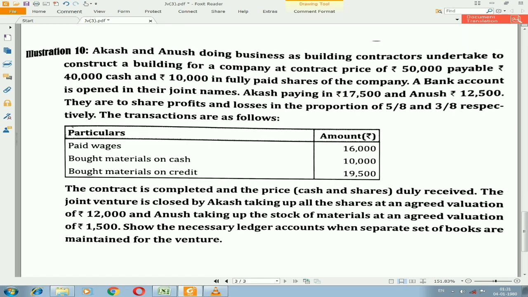And for the second illustration, I'm giving this question. In this we have a credit purchase, but they have not given the creditor's name. If the creditor's name is not given, you need to record it in the sundry creditors account, and also prepare one account in the name of sundry creditors account.